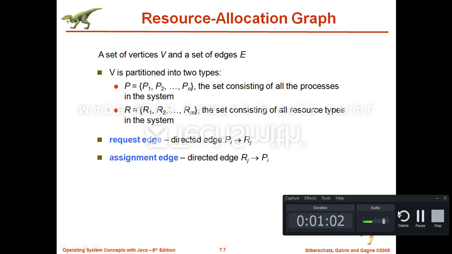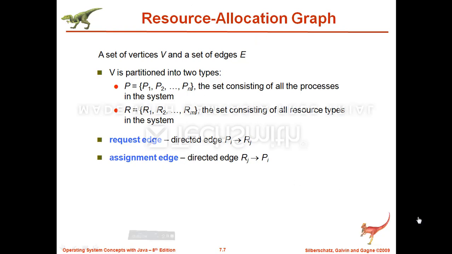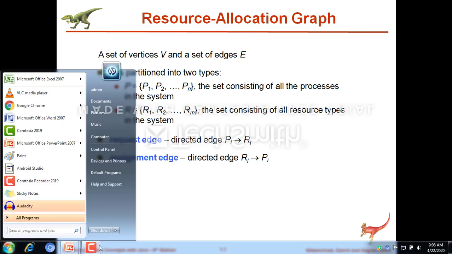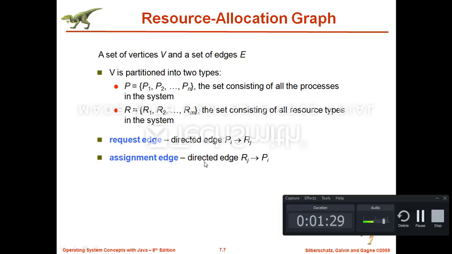The request edge is a directed edge from process Pi to resource Rj. That is nothing but this particular process is requesting the particular resource. Whenever any process is requesting a resource, there will be a directed edge from the process to the resource in the resource allocation graph. Then coming to the assignment edge, in an assignment edge there will be a directed edge from resource to the process. That means this particular resource is already assigned to the particular process. So that is the meaning of that.